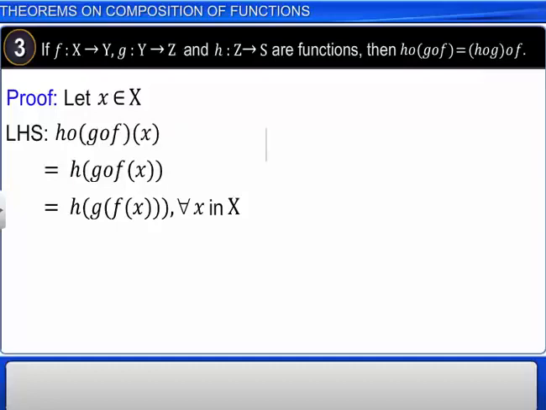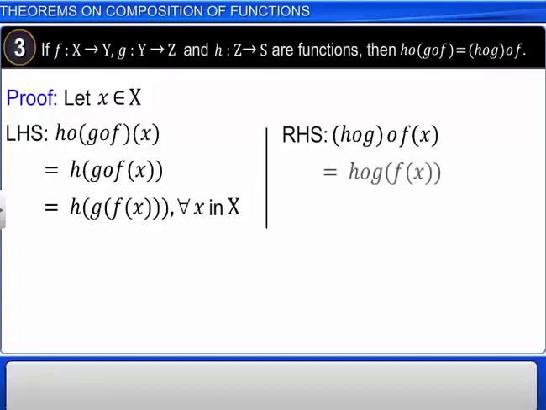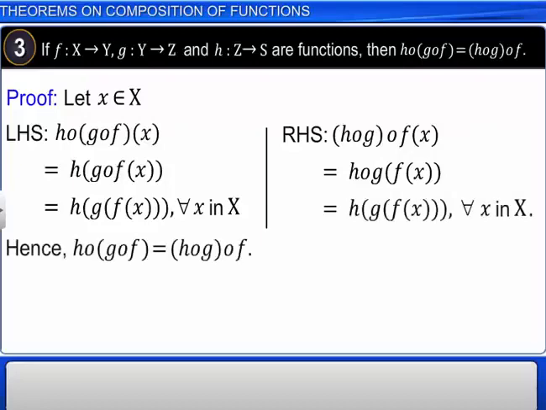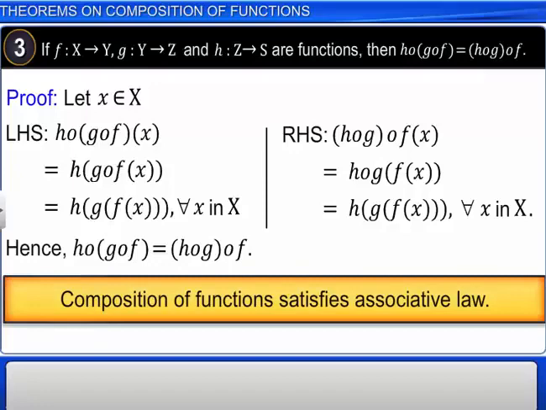Now, let us evaluate the right-hand side, which is the composition of the functions f and h circle g. This is equal to h circle g of f of x, which is further equal to h of g of f of x. Observe that the right-hand side and the left-hand side yield the same result. Hence, the composition of functions satisfies the associative law.